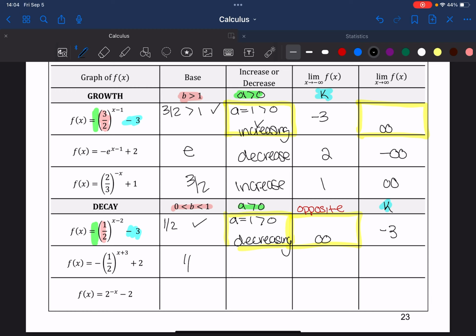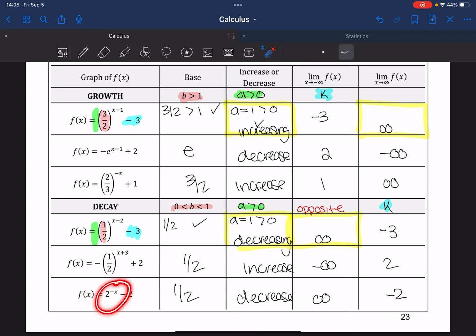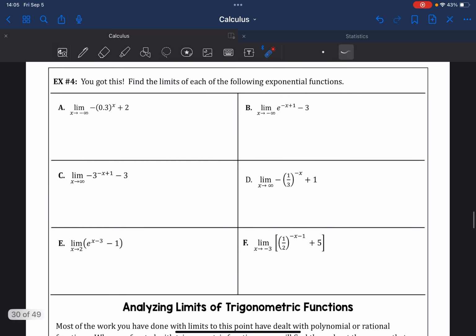And then for the decay, same thing again happens here with our b value. This is technically 2 to the -1 power, which means we take the reciprocal, so this is 1/2. Okay, now let's look at some examples.